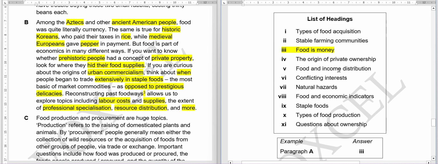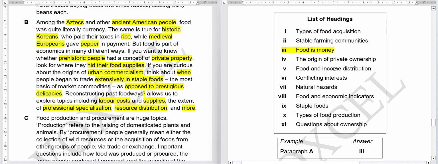So food is money. We have already discussed its answer, paragraph A. Fourth, the origin of private ownership. Can this be our answer? No. Here it is written private property. Do not match words. I say in all my videos again and again, if you match words, you will not get your answers correct. So private ownership, yes, there is mention of it, but where it started, we don't know anything about that. This paragraph is not focusing on that. So this cannot be our answer.